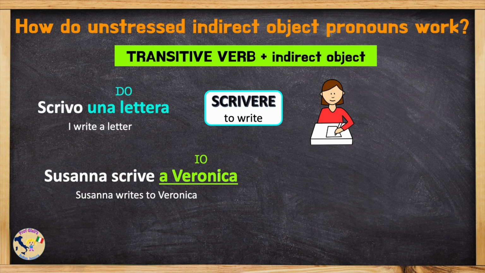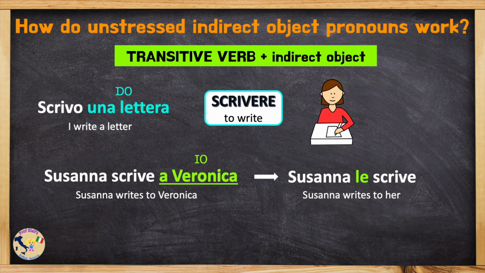If we want to make the sentence more concise by using the unstressed indirect object pronoun, we say Susanna le scrive. In the first sentence, the indirect object follows the verb, but if we want to replace it with the unstressed pronoun form, then this must precede the verb. Alongside scrivere, other transitive verbs behaving like intransitive verbs include credere, to believe, and pensare, to think.